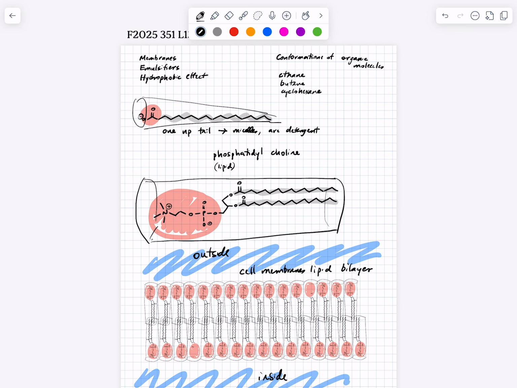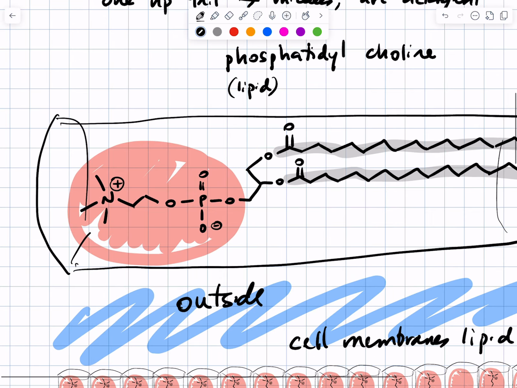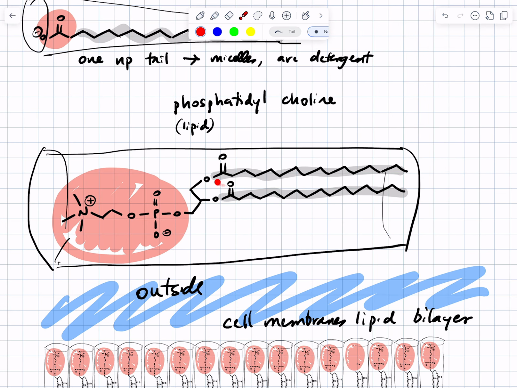When there's one nonpolar tail, it can form bubbles, or it can form a micelle, which has the polar head group and the nonpolar interior. But when it's got two nonpolar tails, it'll form a bilayer. And as I said, you can change up the structure of the nonpolar tail, and you can change up the structure of the polar head group.